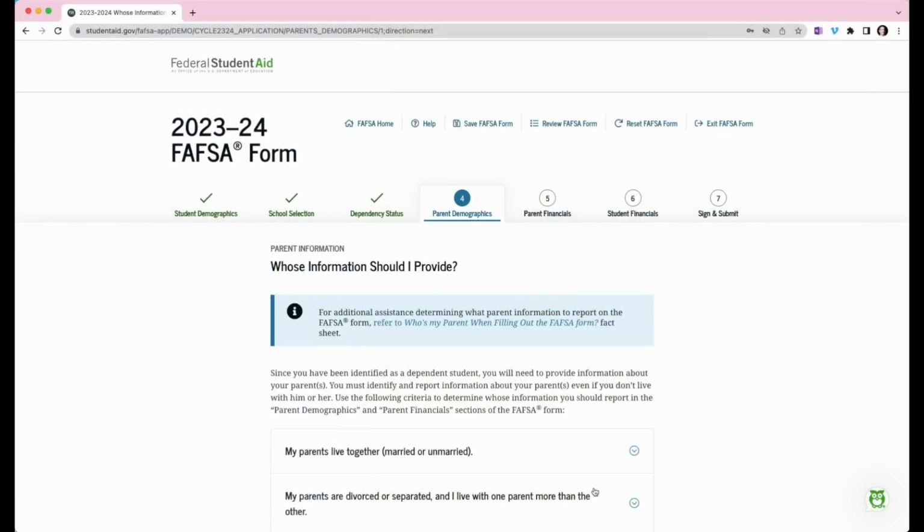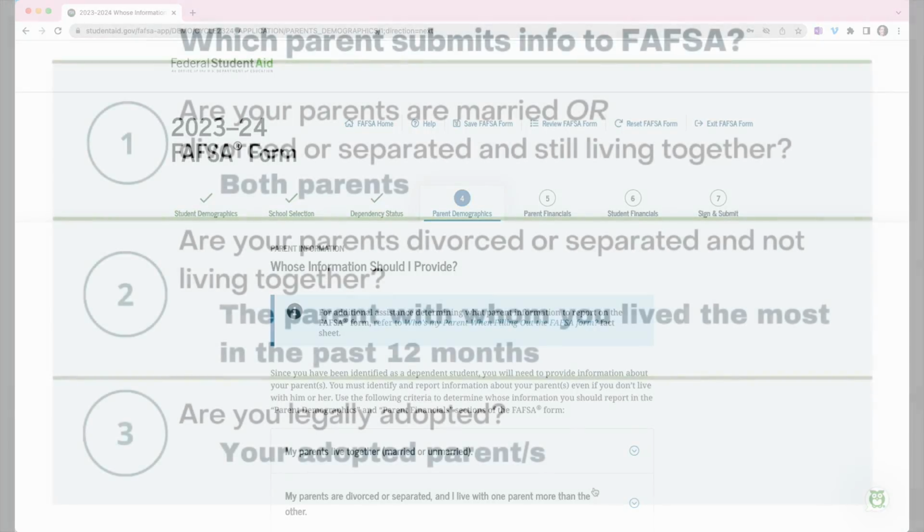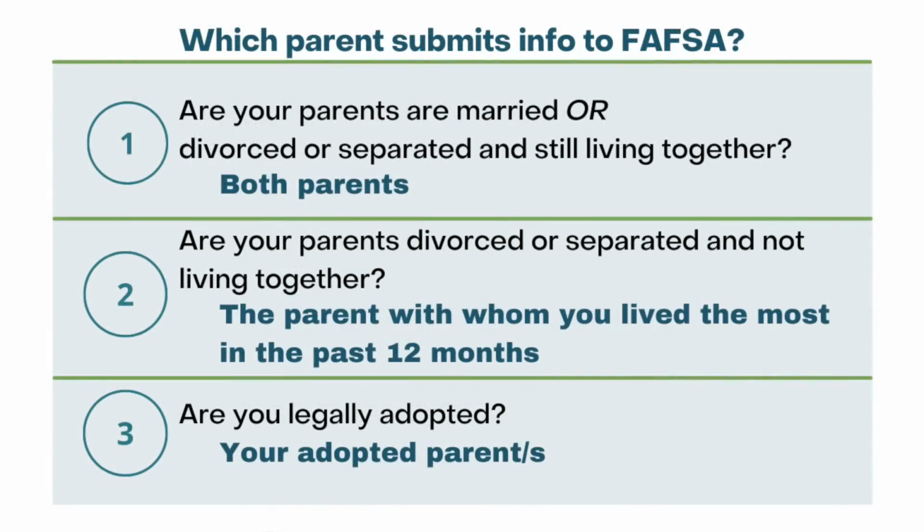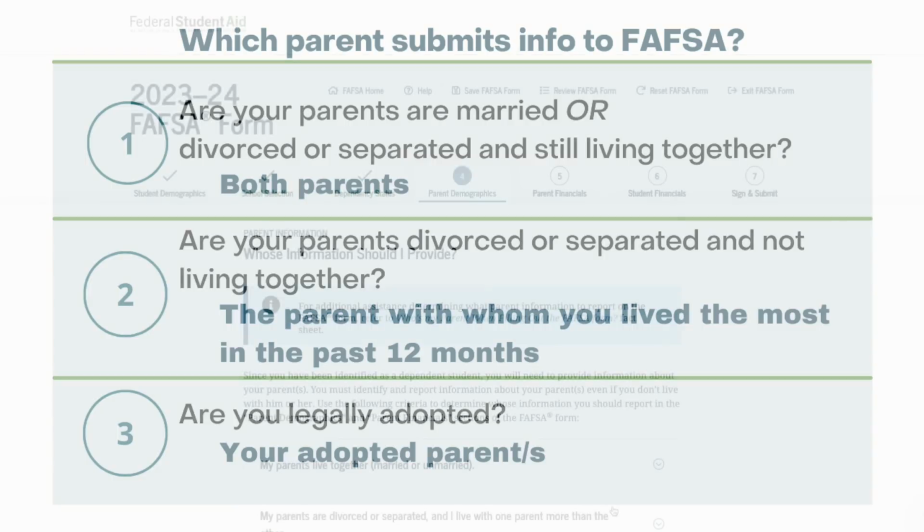Section 4 is called Parent Demographics, and it's where I'll answer information about my parent or parents. Importantly, FAFSA has specific rules as to which parent should be reporting information on the FAFSA, especially in cases of separation or divorce.